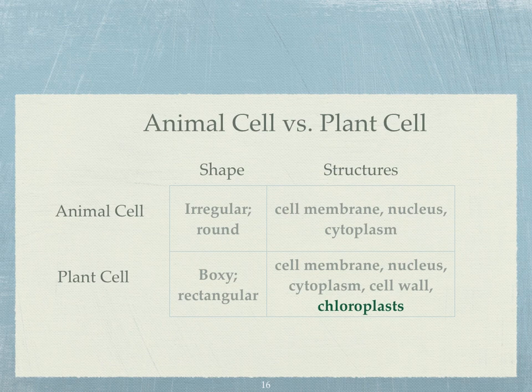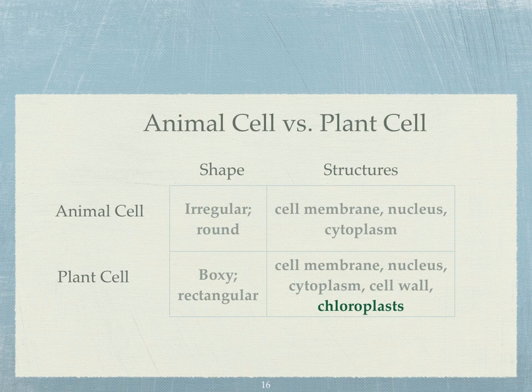Animal cells are shaped differently than plant cells, aren't they? Animal cells are rounder and more irregular in shape. However, plant cells are more rectangular and boxy in shape. You know that plants do not move and must stand up straight in many cases, but animals must be able to move freely and so cannot have a boxy shape.